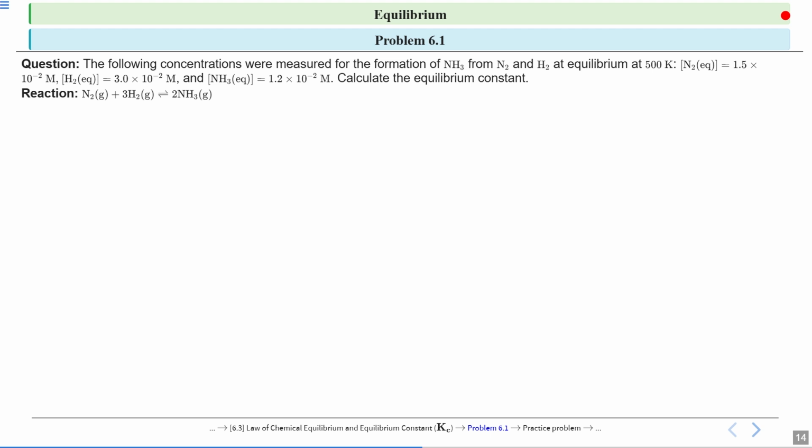So we will now do a question on it. Here is a question for you. The following concentrations were measured for the formation of NH3 from N2 and H2 at equilibrium, and the equilibrium concentrations are given at 500 Kelvin.